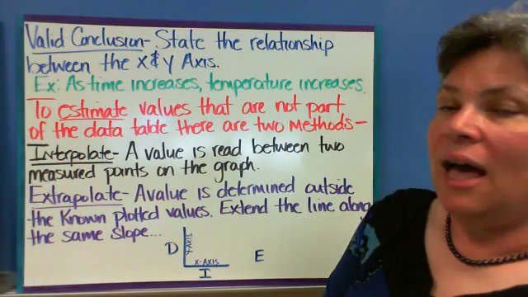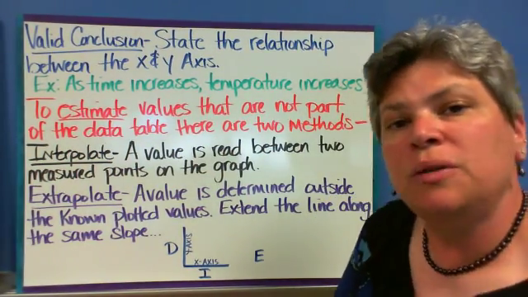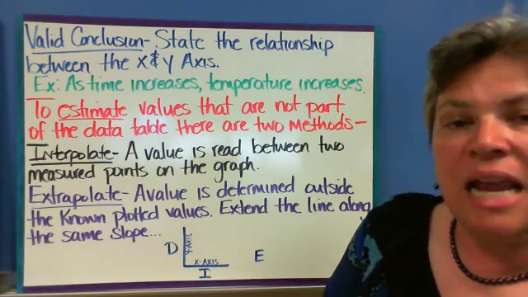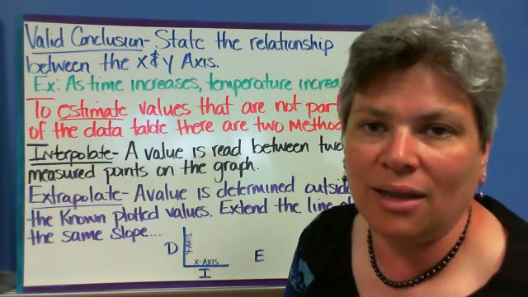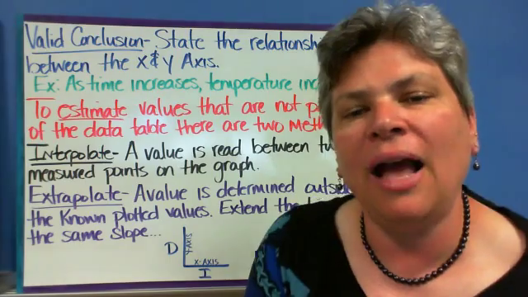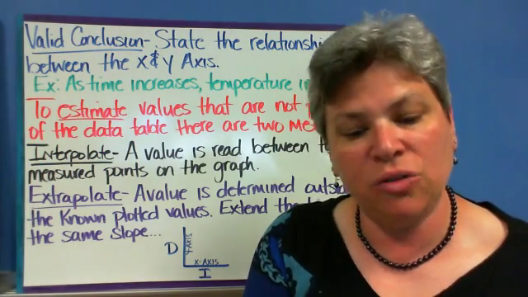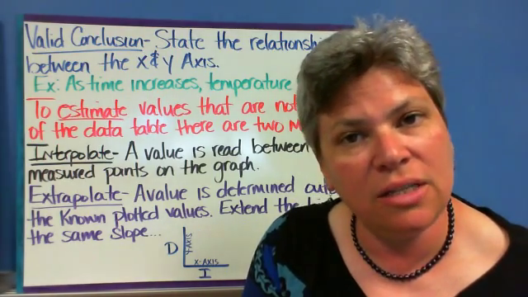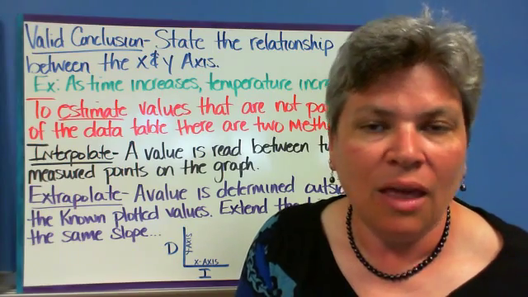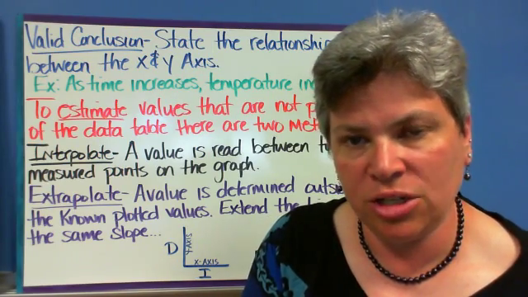What else do I need to have? I need to have a valid conclusion about the graph. I need to state the relationship between the x and the y axis. Remember, if it asks you about the relationship, it's asking you, did it increase? Did it decrease? Did it remain the same? That's what it wants to know about the relationship.